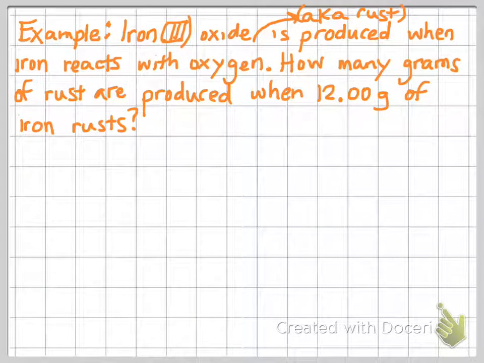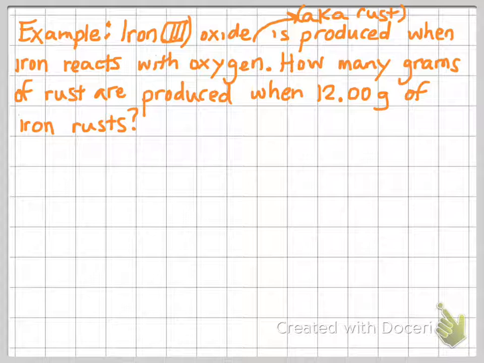So our example is iron 3 oxide, also known as rust, is produced when iron reacts with oxygen. How many grams of rust are produced when 12.00 grams of iron rusts? Okay, now we're doing a stoichiometry problem. Remember, the first thing I need is a balanced chemical equation. So take a moment, pause the video, and go through your steps to write yourself a balanced chemical equation.